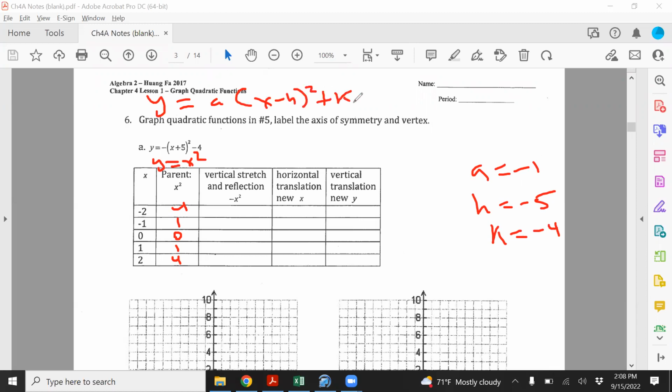So you flip the sign for the h. Yes, right, exactly. Usually it's negative outside the. Right, right. But if there wasn't a negative outside, I think that'd be weird.